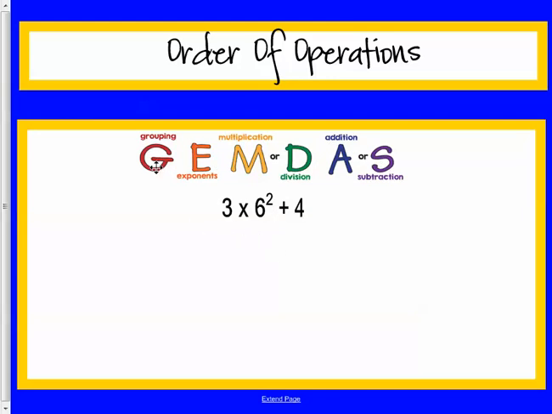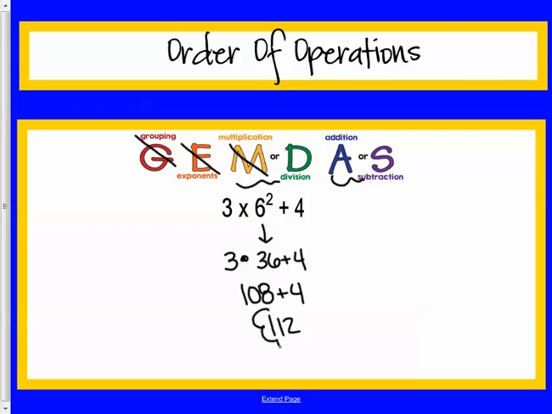Okay, let's look at this one. Any grouping symbols? Nope. Exponents, yes. 6 squared gives me 36. Bring down everything else. I'm going to change this multiplication to a dot, which you can do if you would like. Then we're going to take 3 times 36 plus 4. Well, we have multiplication and we have addition. Multiplication comes first, so 3 times 36 is 108. Add 4 to that now. 4 plus 108 is 112, and we're done.